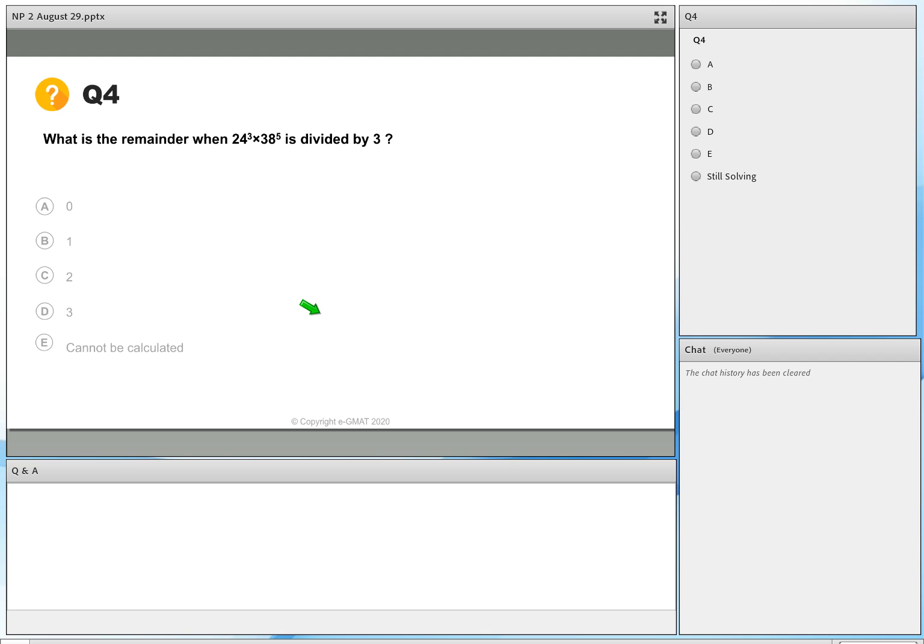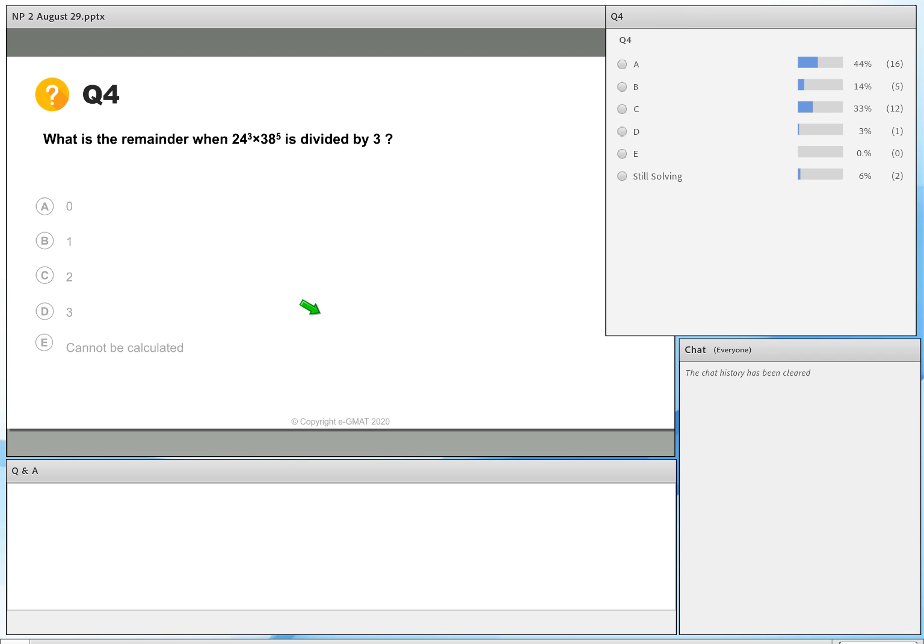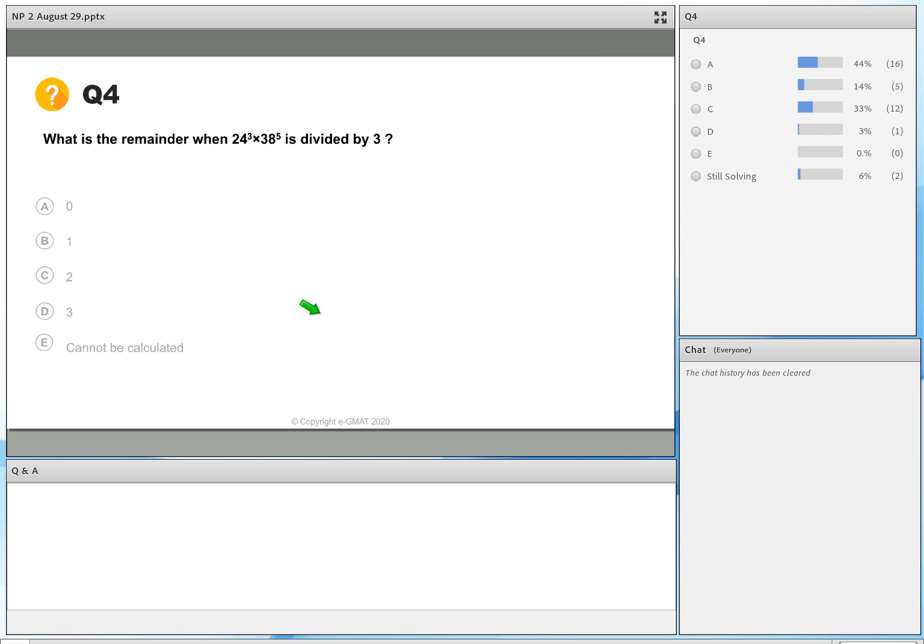Ending the poll in 10 seconds. Okay, this is an interesting vote. Look, A has 44% votes, C has 33% votes, and B is 14%. D is negligible, E no votes at all. So A and C, I can see some confusion here, and B also has some votes.